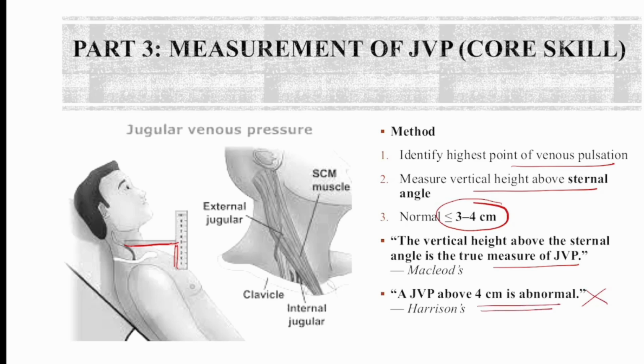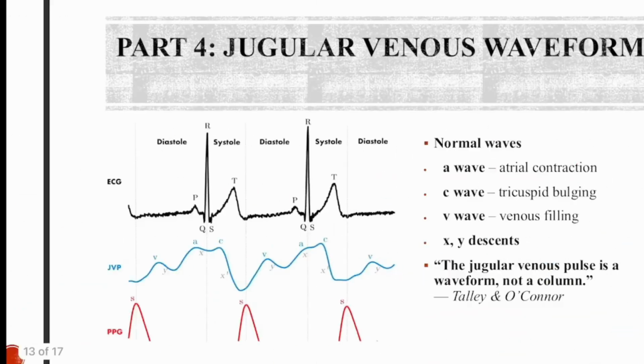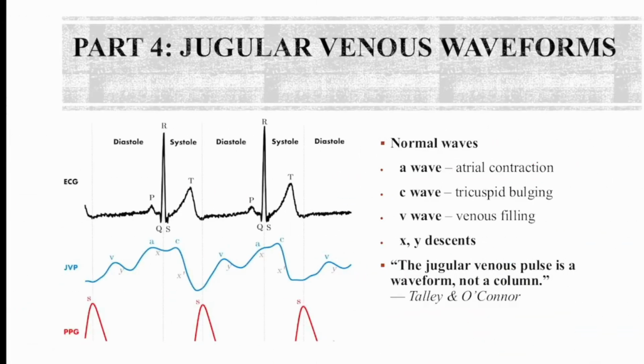So this is how you measure the JVP. You measure it from the sternal angle. And as I have told you, if the JVP is visible in the sitting position, you can directly take the measurement. Whatever the height, you measure it directly and see what the height is. Okay. Now we go into the waveforms of the JVP.